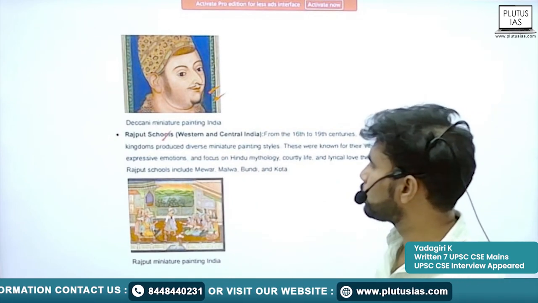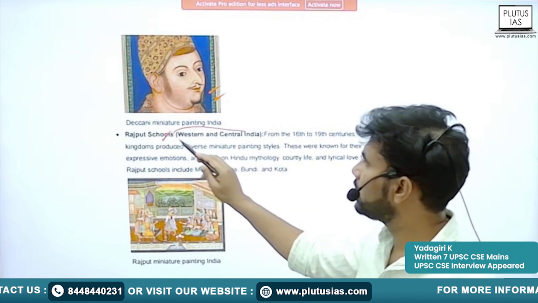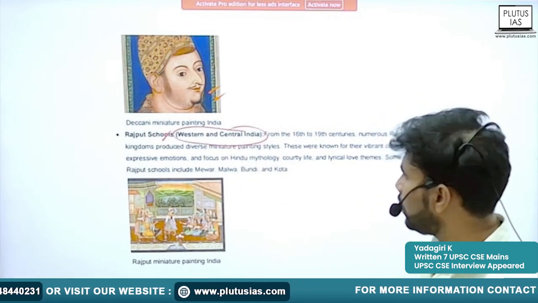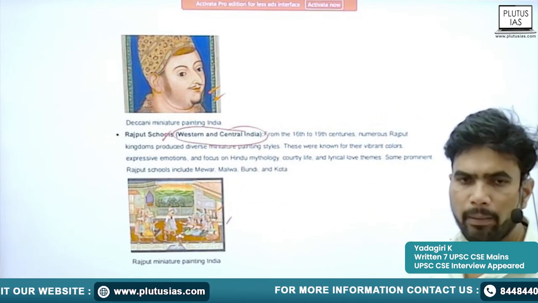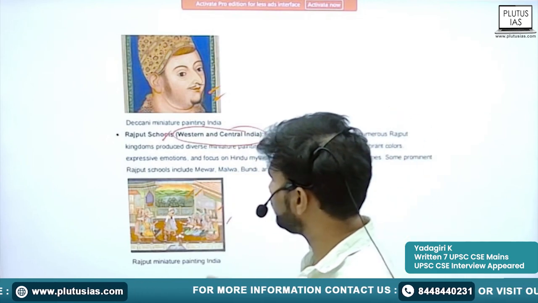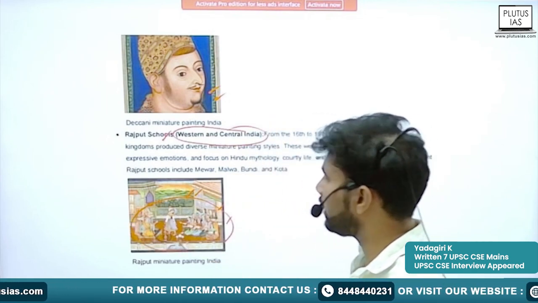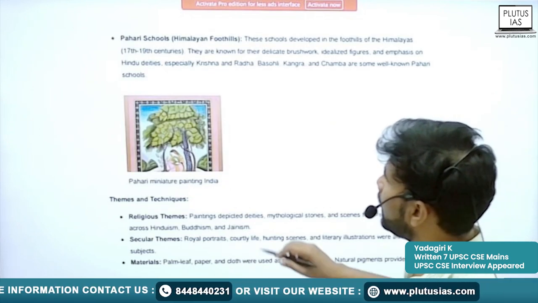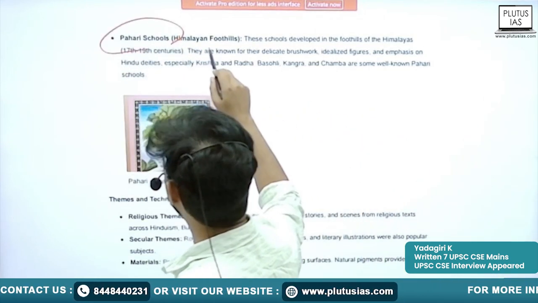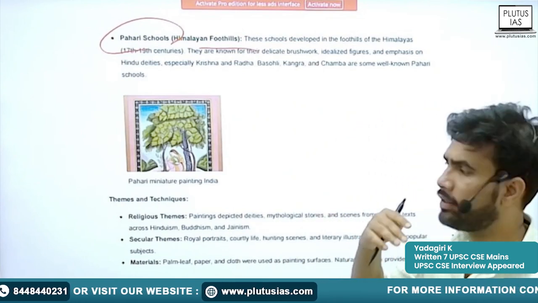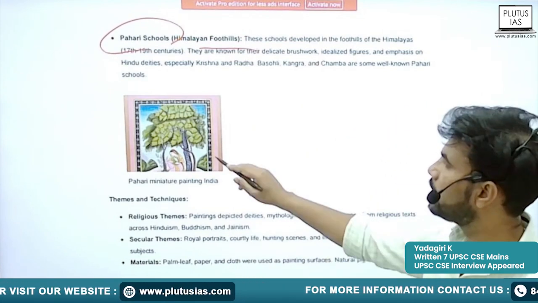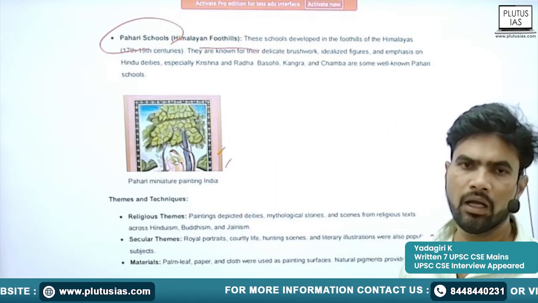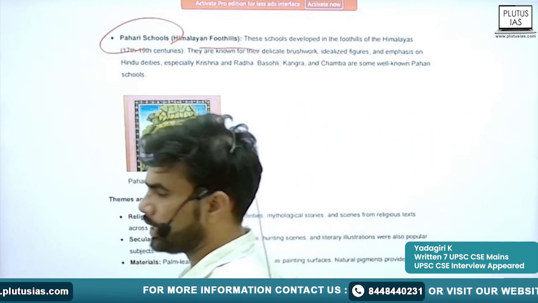Next, Rajput schools are there. So it flourished in Western and Central India. So here you can see the painting, how nature has been depicted along with the dance of a dancer. Right. Next are Pahadi schools. They have flourished in the Himalayan foothills. So they have also added a great heritage to Indian culture.